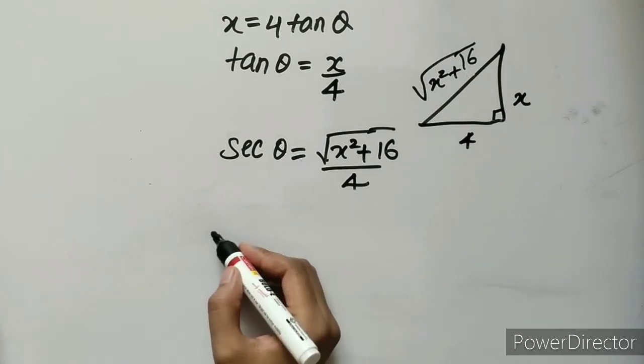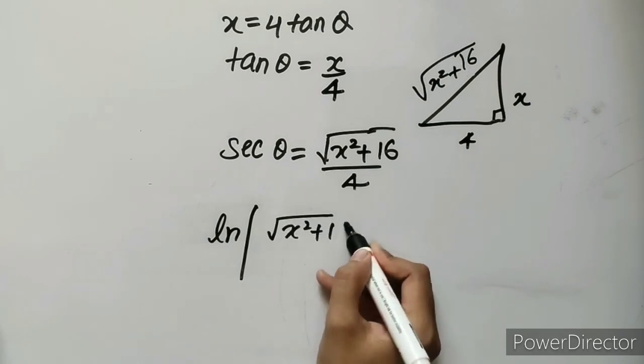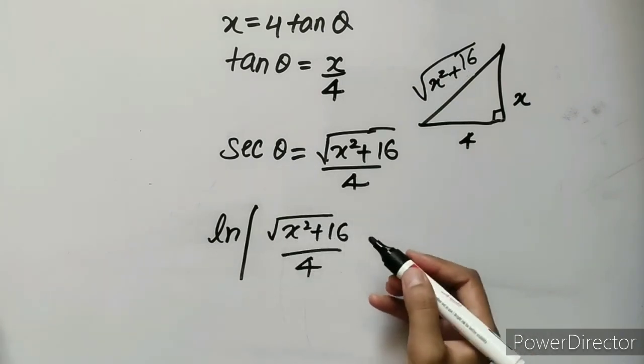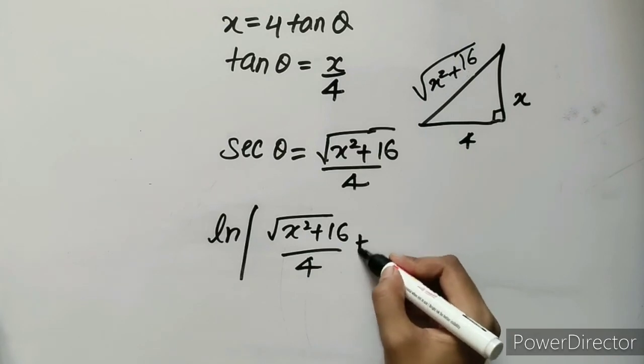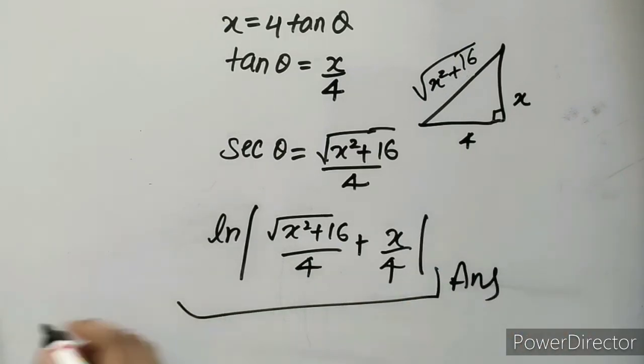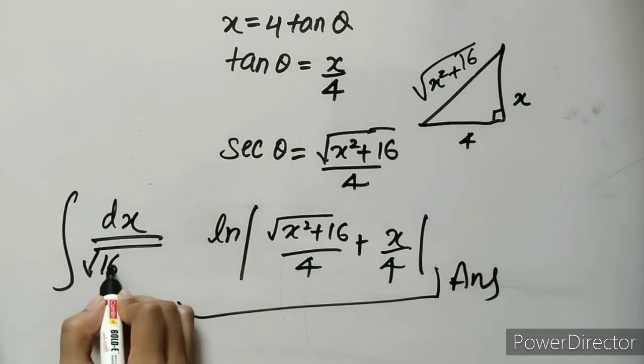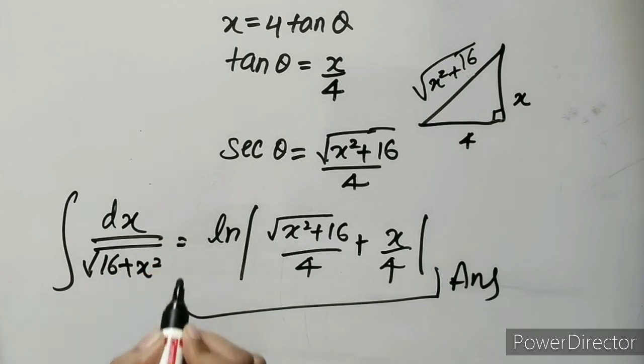Now you just have to put the values, which is natural log of sec theta, which is root of x square plus 16 by 4, plus tan theta, that is x by 4. So this is the final answer of the integral dx under root 16 plus x square.